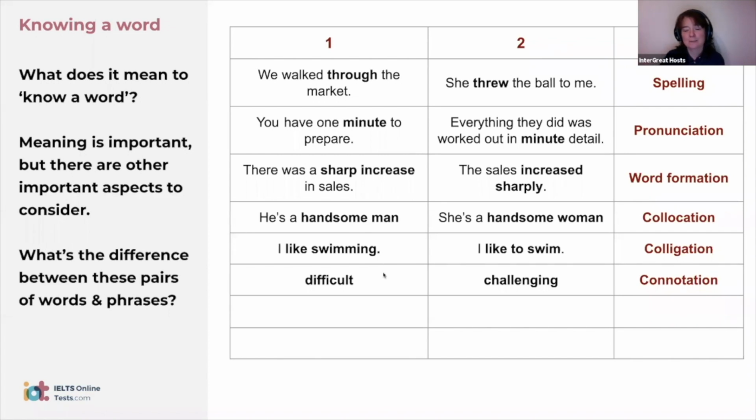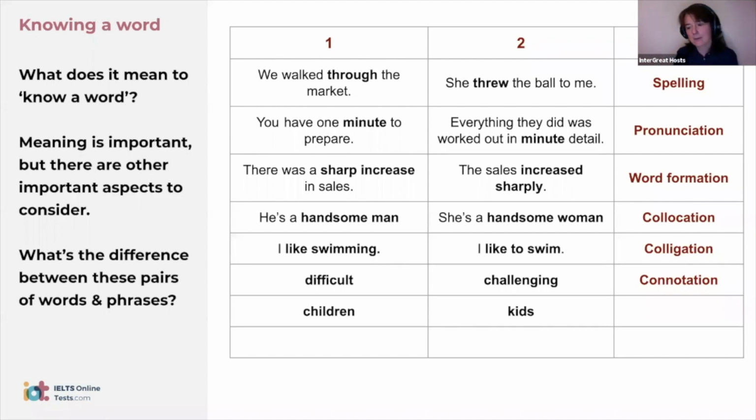Okay, what about the next one? Again, the meaning here is the same. So what's different? Okay, very nice, good. Yes, register is the key word. But yes, formal versus informal.